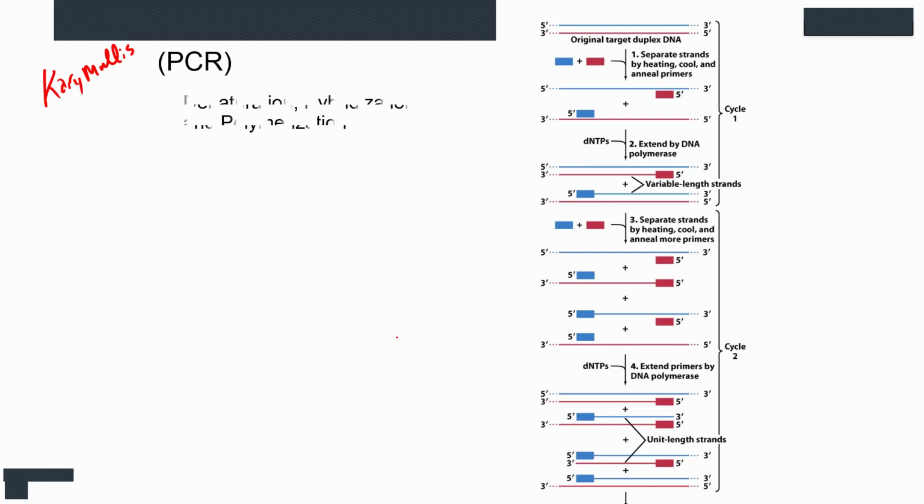So it's pretty awesome. Now, what this consists of is three major steps: denaturation, hybridization, and polymerization.